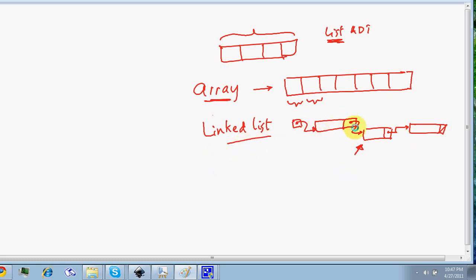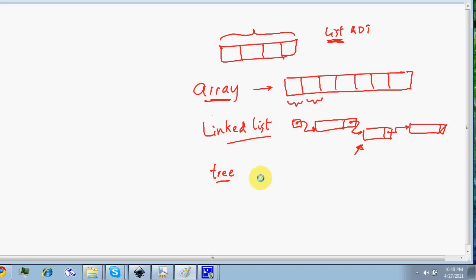And then there are different variations of linked lists also. So we are not going to talk about those. Well, we will talk about them in the subsequent tutorials. We are not going to talk about them in this tutorial.